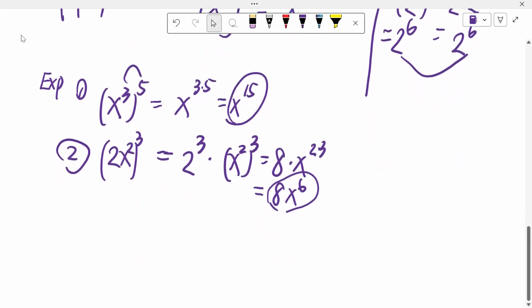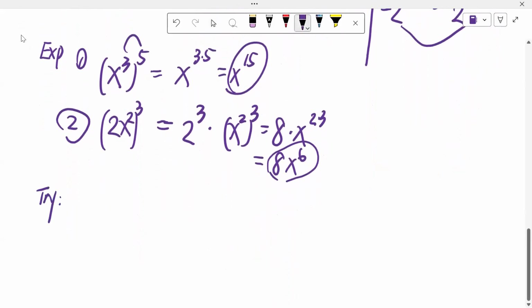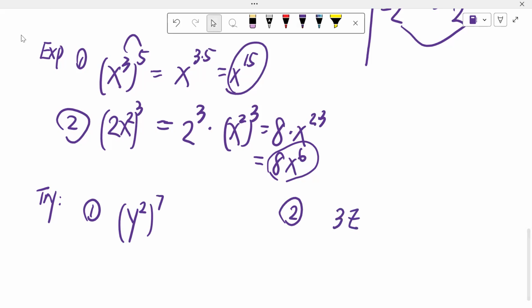All right, so let's try a couple of questions. First one, let's say we have y to the second to the seventh. Second one, we have 3g cubed to the second power. Try it.